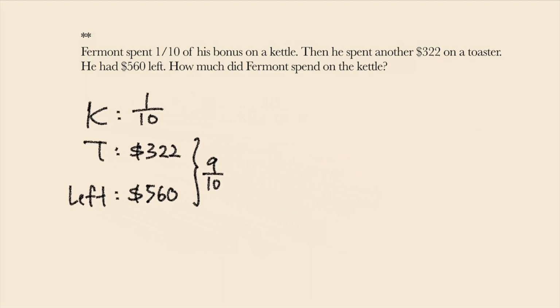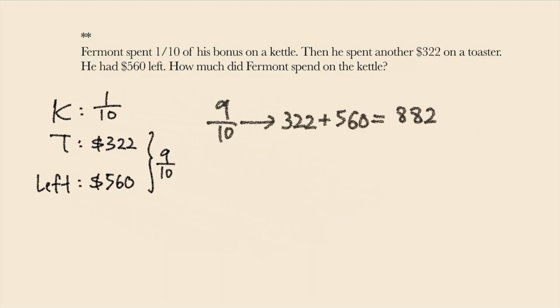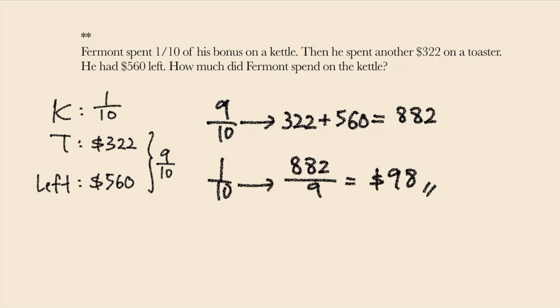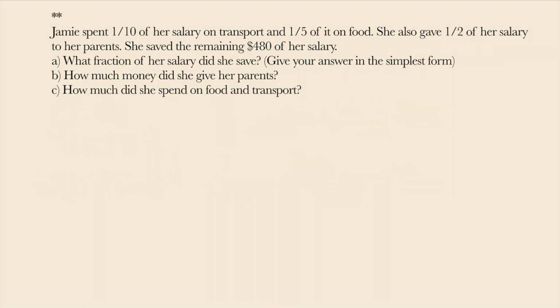So we can form an equation with that information. So 9 units is therefore 322 plus 560. 882, we can find 1 unit because kettle, 1 unit. So divide by 9 and we will get $98.